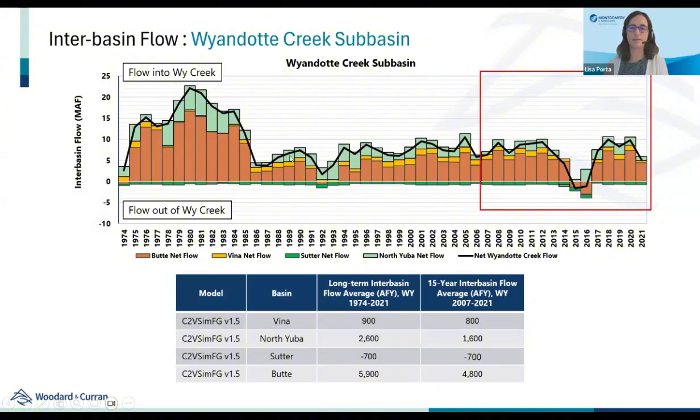The Butte subbasin is usually giving water to the Wyandotte Creek subbasin, but during the 2015 and 16 drought, due to surface water delivery shortages, that was reversed temporarily. So you can see quickly how surface water use, or water use in general in a basin, might reverse some trends in the groundwater flow as well. What happens on the surface does affect the subsurface.